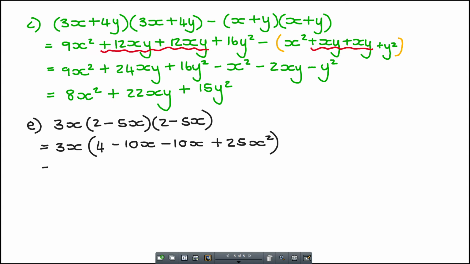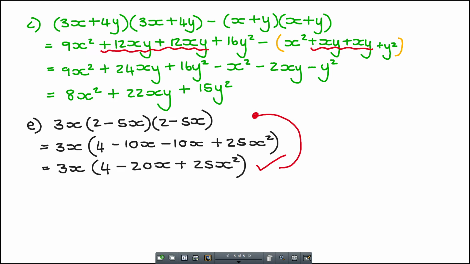Right, people, if you feel comfortable with it, you could skip to this. When we mark your work, we are going to give you your first mark here. So if you want, you can go from there to here. I said 25x squared minus 20x plus 4. Yeah, perfect. Okay, so now I'm going to multiply in.